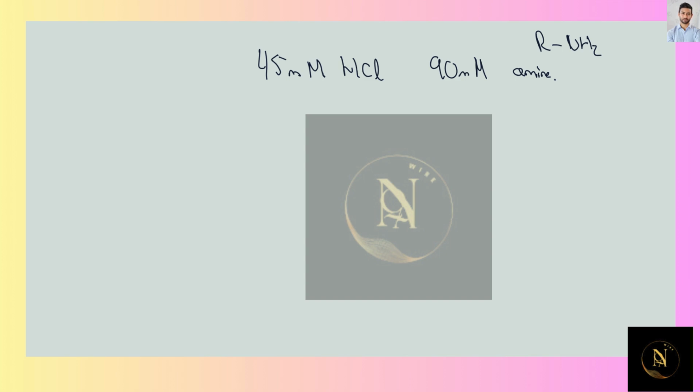So when we combine these quantities, what is going to occur is that if we write down our ICE table, since the volumes that we added are the same, then the amount of mole that we added are going to be related. So the amount of mole of HCl is going to be equal to 1/2 the amount of mole of the amine.